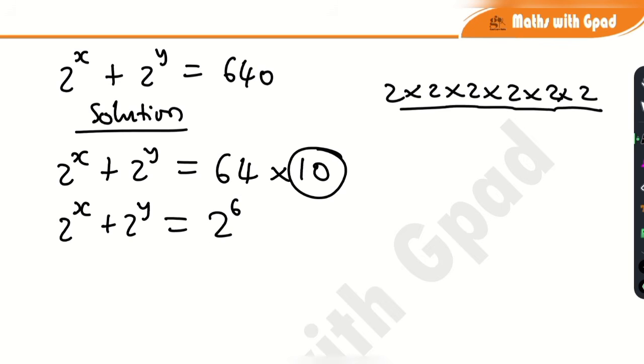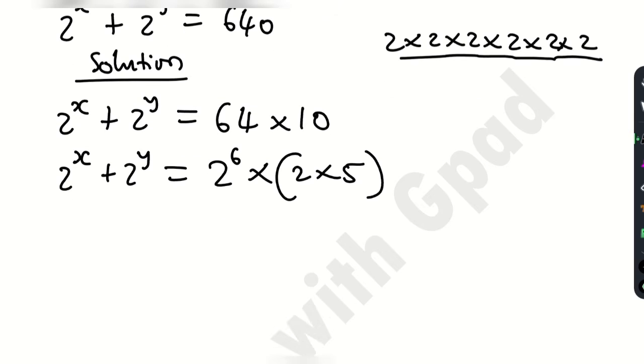Now what about 10? We cannot express 10 as a power of 2 with a whole number exponent. So the way to go around this is to write 10 as 2 times 5. Don't worry, I know 5 can also be expressed as a power of 2 with a whole number exponent, but let's do something with that first. Now I'm going to have 2 raised to power x plus 2 raised to power y is equal to 2 raised to power 6 times 2 times what?